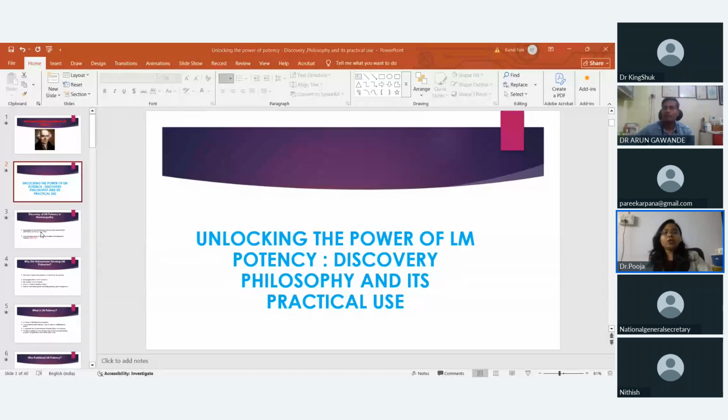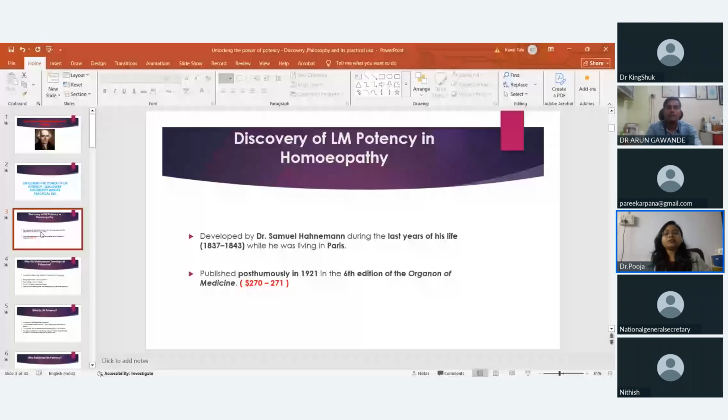As we all know, LM potency was developed by Dr. Samuel Hahnemann during the last years of his life when he was living in Paris, from 1837 to 1843, and it was published in 1921 in the 6th edition of the Organon of Medicine. You can refer to aphorism number 270 to 271 to know about the LM potency, especially the preparation of LM potency.